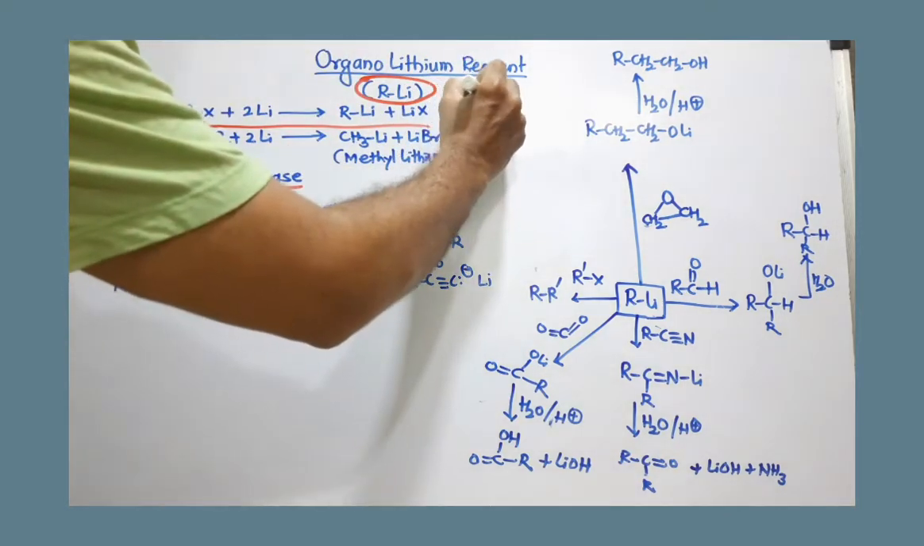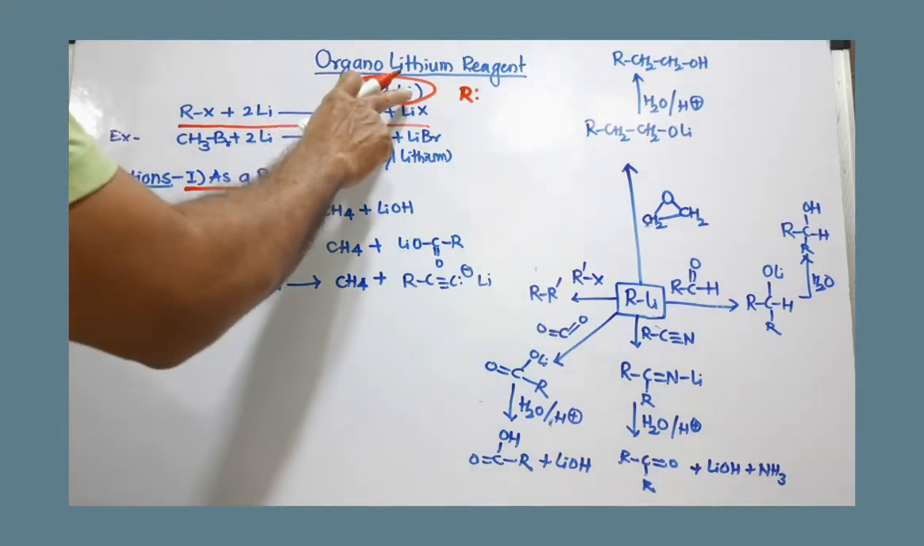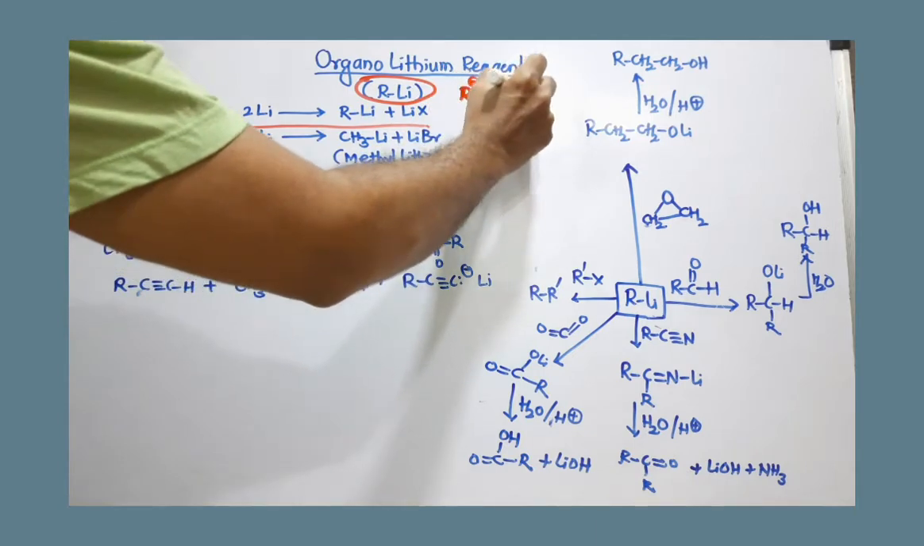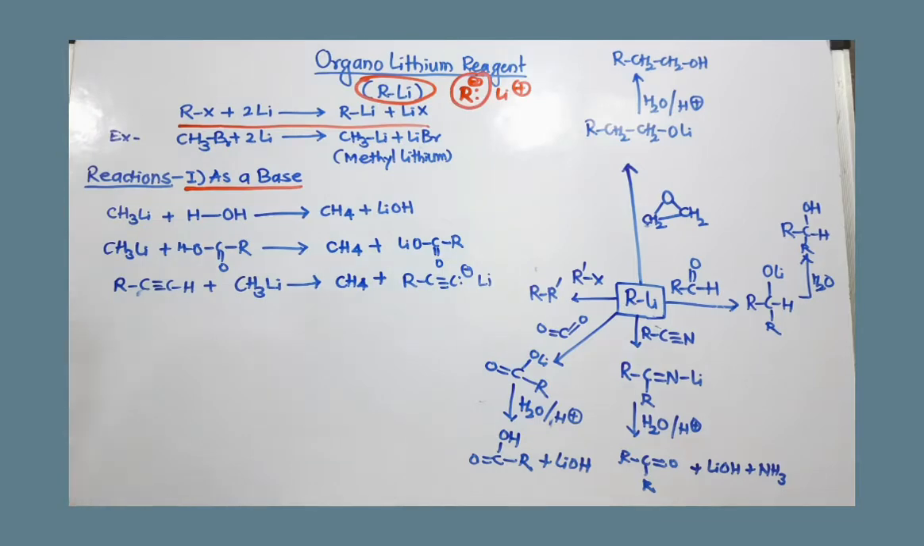If you see here, this is an organometallic compound because there is a bond between carbon and metal. Here R is always negative and lithium is positive. So this R is a carbanion. So we discuss this first. Now first of all, we'll see how to prepare alkyl lithium.